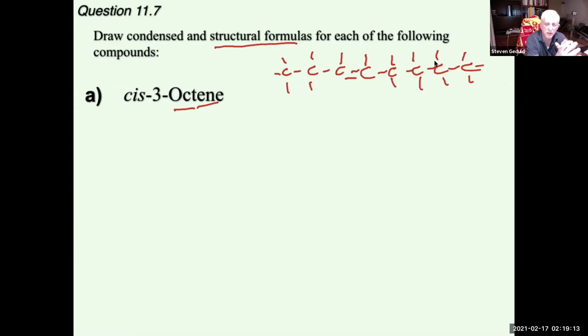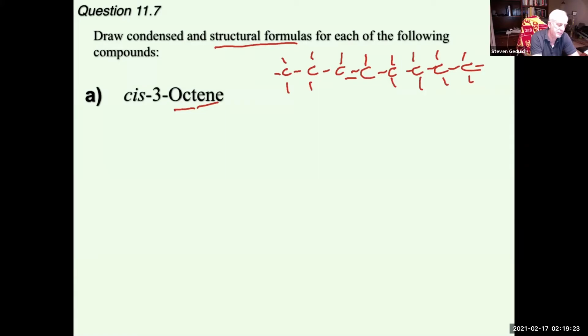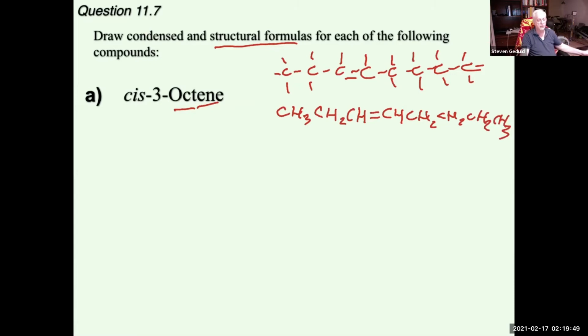Does that make sense so far? Yeah. Okay, perfect. So we got 8 carbons. Okay, so now draw the condensed formula. We just say CH3, CH2, CH double bond CH, CH2, CH2, CH2, CH3. I just copy exactly from the top. And there's your condensed formula.